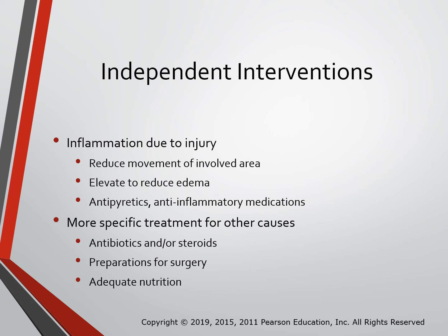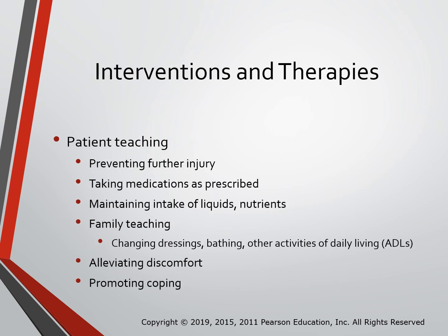Nurses also need to review dietary intake with patients to be sure they are receiving adequate nutrients to support healing, including adequate protein, carbohydrates, and vitamins. Vitamin C in particular is important in cellular repair. So some of these vitamins really help. Nurses working with patients experiencing inflammation should emphasize the importance of preventing further injury, taking medications as prescribed to treat or prevent illness, and maintaining adequate intake of liquids and nutrients.